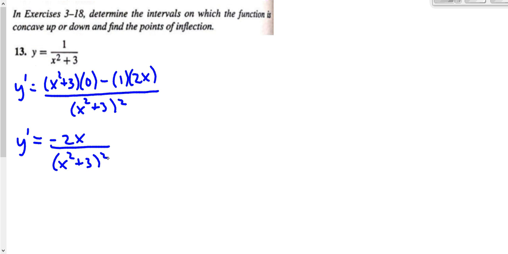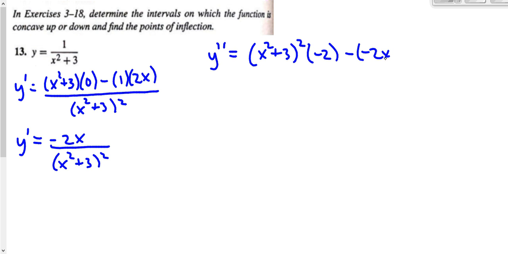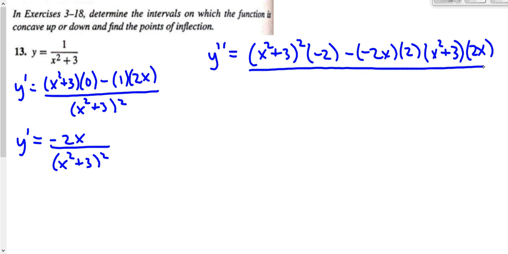Now we want to find the second derivative. So the derivative of the derivative, we're going to need the quotient rule again. So the bottom, x squared plus 3 squared, times the derivative of the top, negative 2, minus the top, negative 2x, times the derivative of the bottom. Let's use a chain rule. So we bring down the 2, and we raise x squared plus 3 to the first, and then we multiply by the derivative of the inside, which would be 2x. And this is all over the denominator squared, so that would be over x squared plus 3 to the fourth.